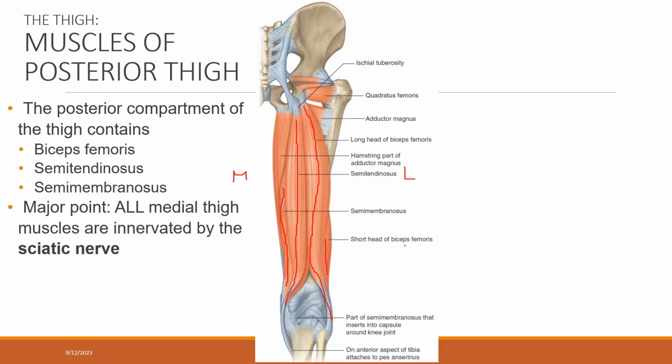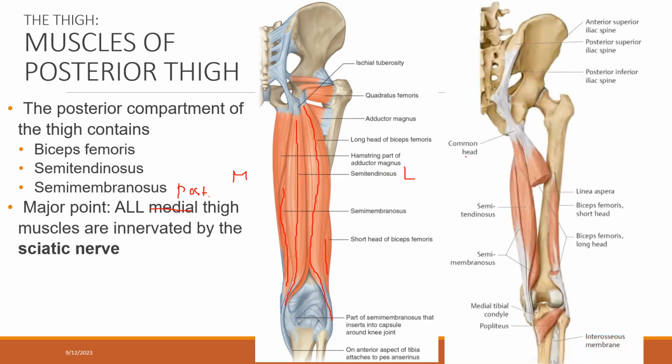And what nerve innervates all of the posterior thigh muscles, you guys? This is not medial. It's supposed to be posterior. I'm sorry about that. So all posterior thigh muscles are innervated by what nerve? The sciatic nerve. And more specifically, the tibial component of the sciatic nerve, right?